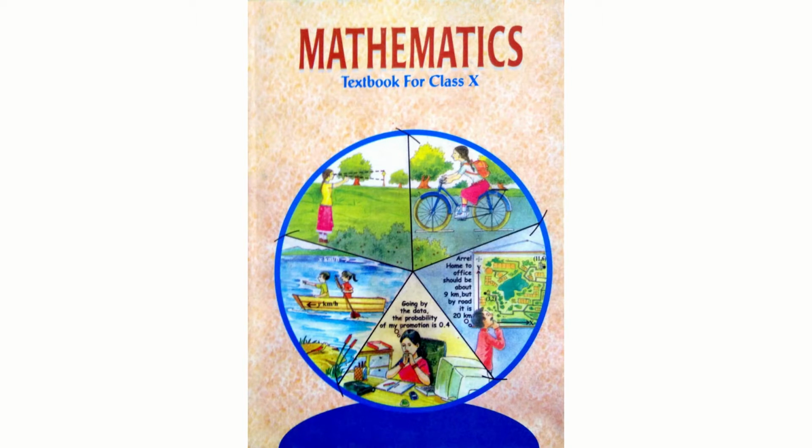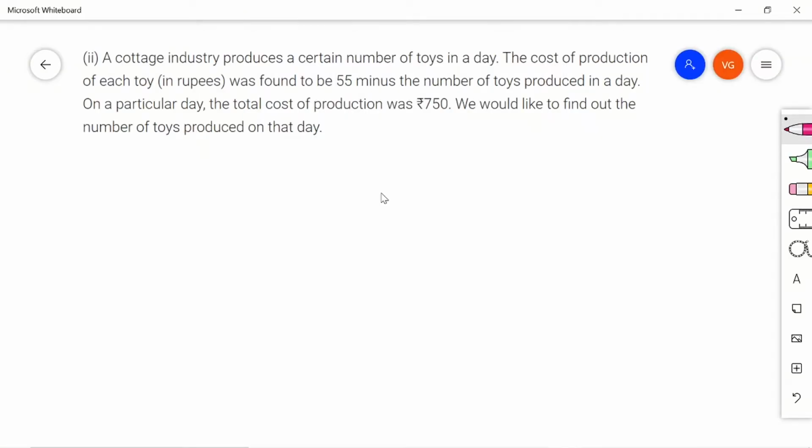I am going to solve CBSE NCERT textbook for class 10 with a detailed explanation for all the chapters. And the second subsection in second problem, exercise 4.2 is like this. A cottage industry produces a certain number of toys in a day. The cost of production of each toy was found to be 55 minus the number of toys produced in a day. On a particular day, the total cost of production was 750 rupees. We would like to find out the number of toys produced on that day.